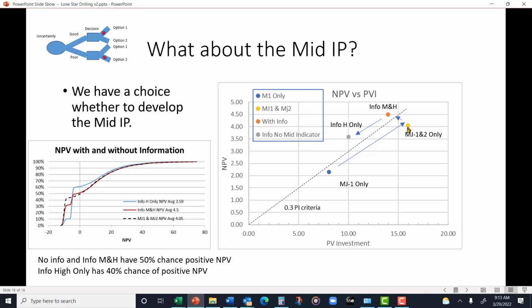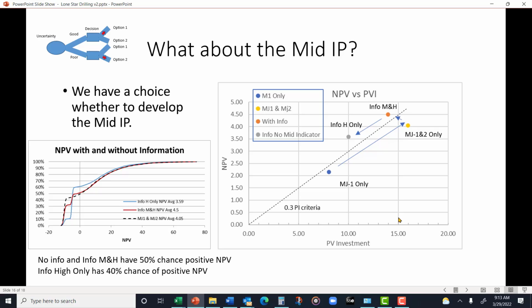And clearly, the information is a positive PI. In fact, if you calculate it, it should be negative, because not only do I lower my capital costs, I also raise my NPV. That's a win-win, isn't it? That's a win-win. But then when I go to H only, it reduces my NPV, but it also reduces my capital. So the question becomes, what do I want to do?